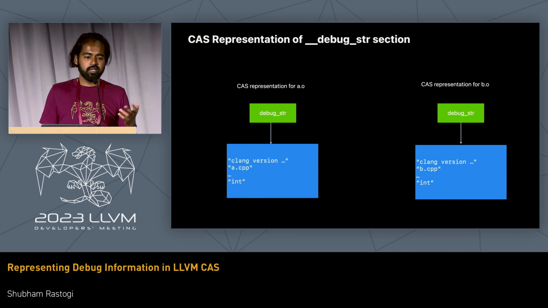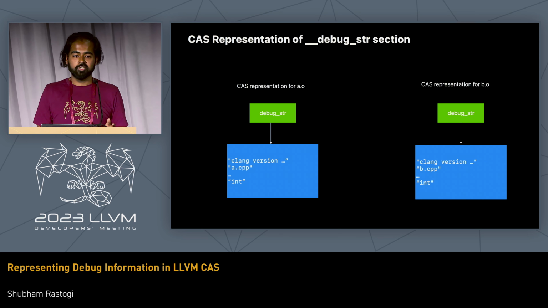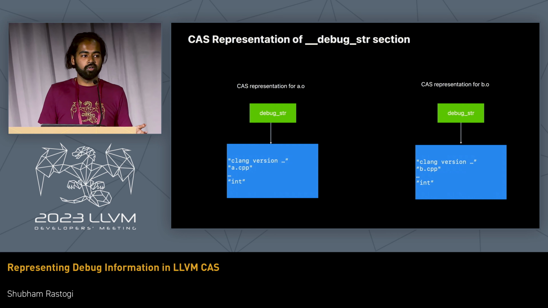So how would we represent the debug string section naively in the CAS? One way to do it would be something like this. We have a CAS object that represents the debug string section. It has a reference to another CAS object that contains the strings in the debug string section. And we can see that there is no deduplication, because the contents of the debug string section in both translation units are different.